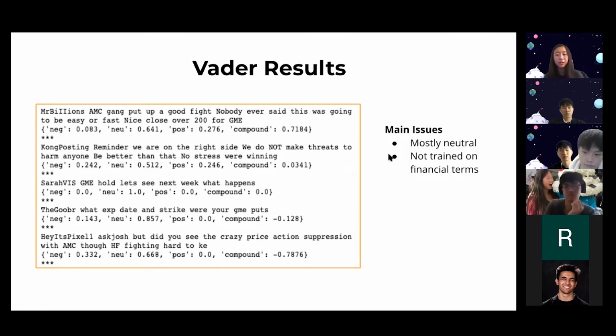And so a reason why we thought that might have been the case is that Vader is trained on social media, but it's not trained on financial terms. And financial terms are important because there are tweets that will say like, oh, we should all sell or buy at this time. But Vader isn't able to pick up on those cues because it's not trained on what buy and sell mean. It just is trained on the standard colloquial use of like, you're buying something. But in terms of stock, those are very important words.